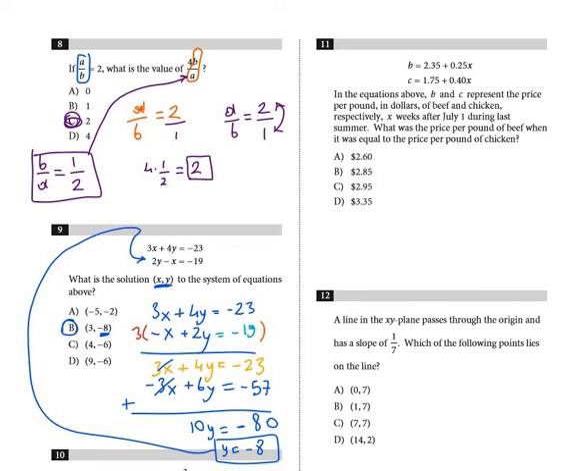Let's try for the sake of practice. So 2 times negative 8, which is the y coordinate, minus x equals negative 19. Negative 16 minus x equals negative 19. Negative x is equal to negative 3. And x is equal to 3. Let's go to question number 10.